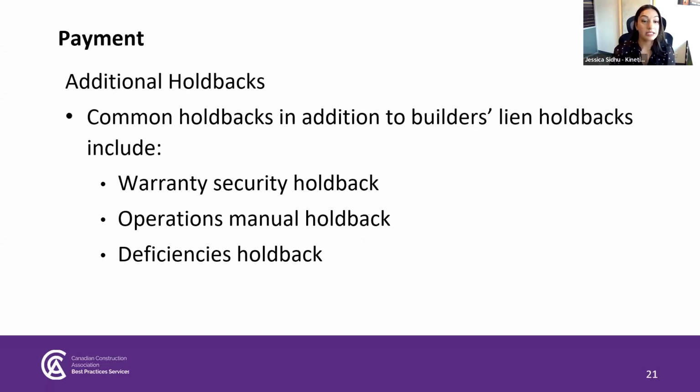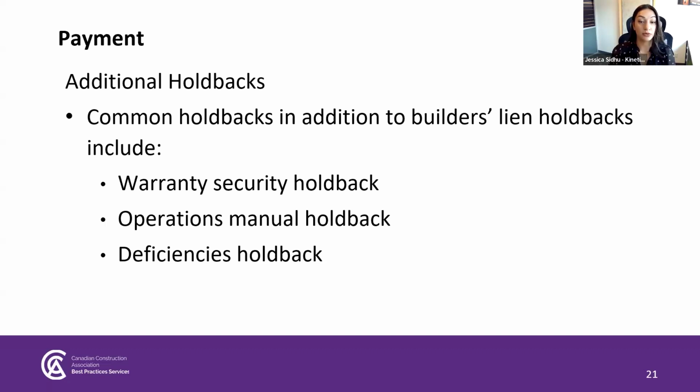So there are additional holdbacks. This is a growing trend that we're seeing. Owners are seeking additional holdbacks that are in addition to the traditional builder's lien holdback. Some examples are listed here. So a warranty security holdback, to throw a number out there, is typically seen around 2%.